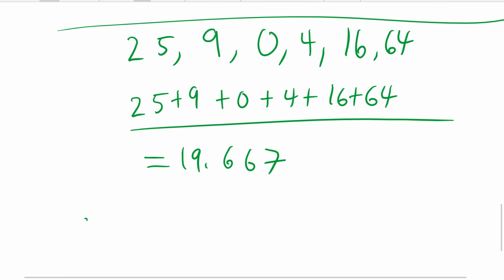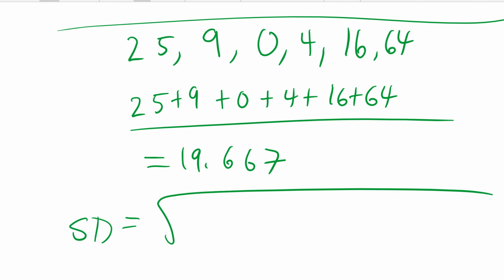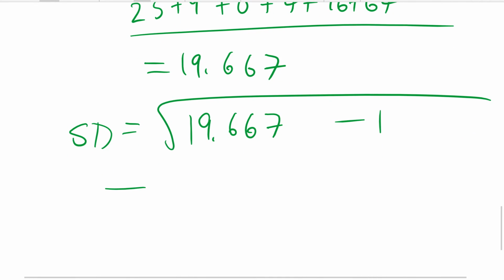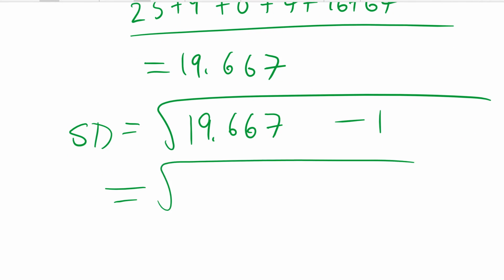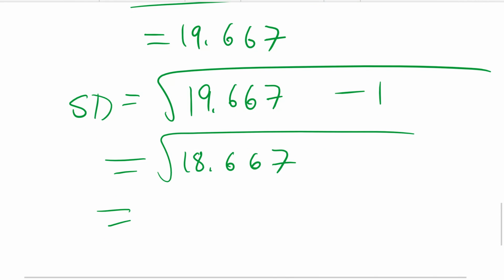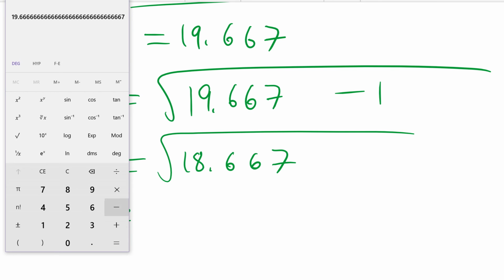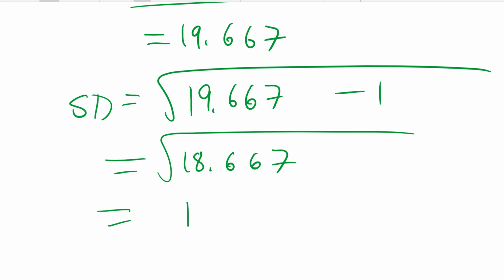Now we can plug the values into the formula. 19.667 minus 1. So it's the square root of 18.667. And that should be just like what we found above, but let's verify. Take the square root, and once again we get 4.320. And that is how you find the standard deviation of a list.